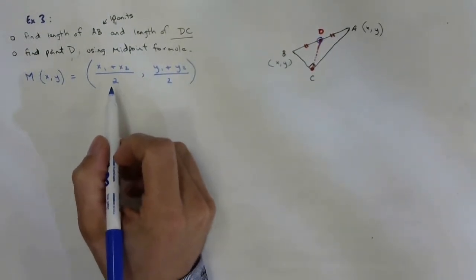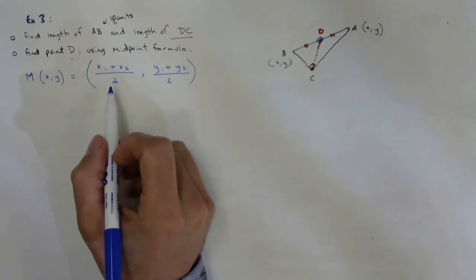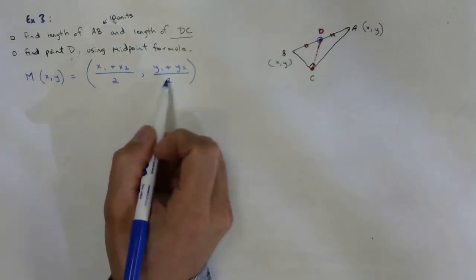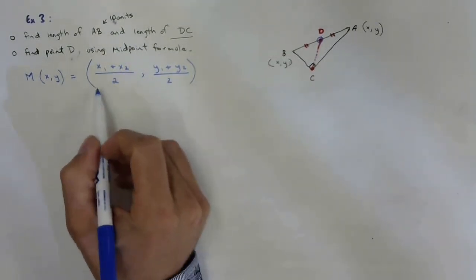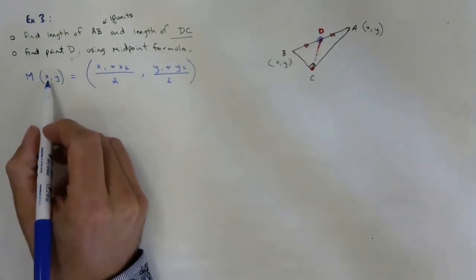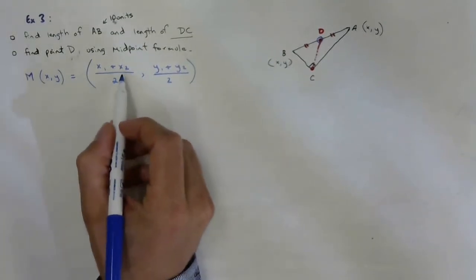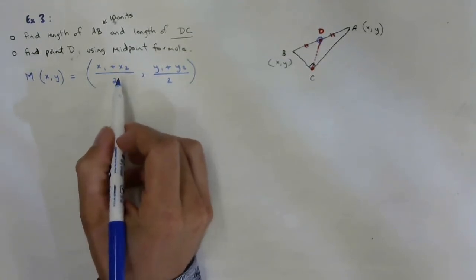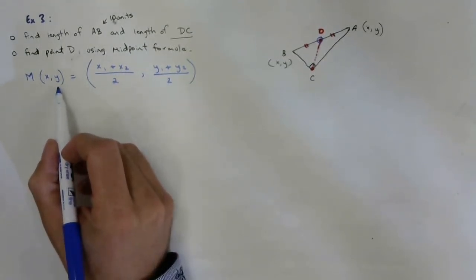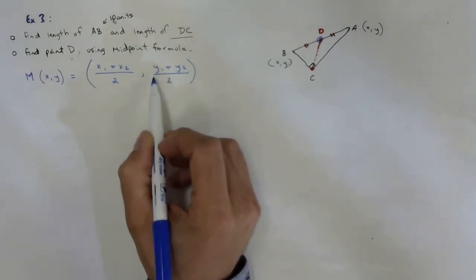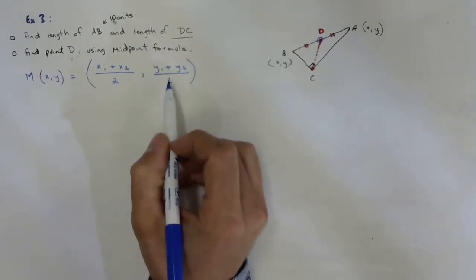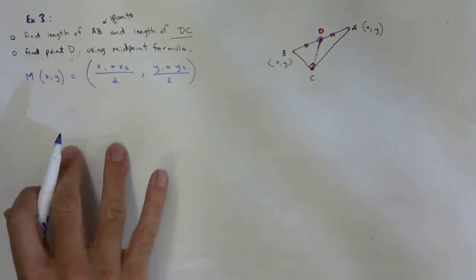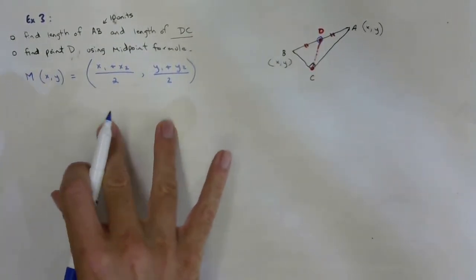This is 2 separate formulas put into one, put into coordinate form. You have 2 separate things here. The x coordinate is the average of the x coordinates of the endpoints, and the y coordinate is equal to the average of the y coordinates of your 2 endpoints. You are going to be doing problems where you need to separate these out and deal with just the x's and then just the y's.